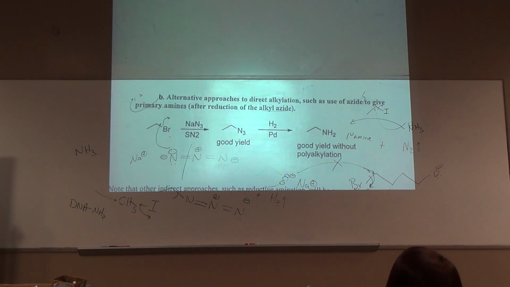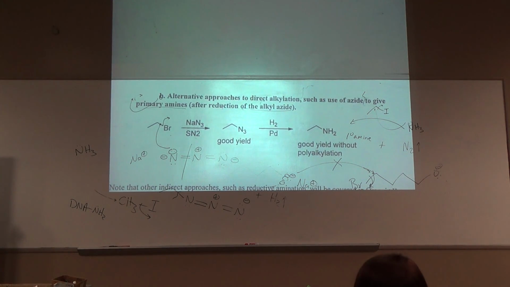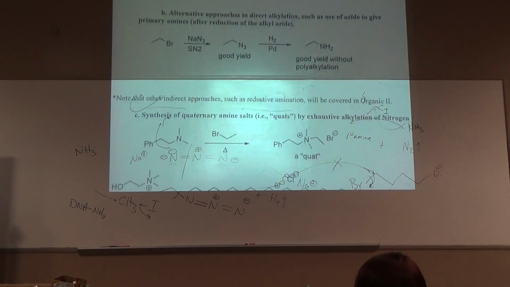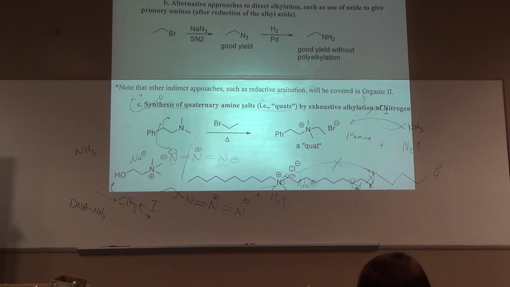Of course, azides are not easy to work with because they tend to cause allergic reactions. People tend to be sensitive to azides. I've heard of a couple of people having to go to the hospital working with azides. Allergic responses. In organic 2, we'll see other indirect or alternative approaches. We'll see probably 3, maybe even 4 indirect routes. Nitrogen chemistry, very important.